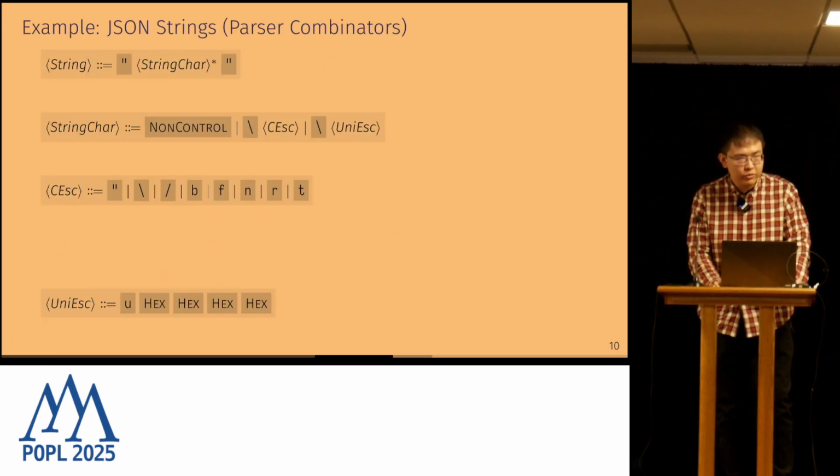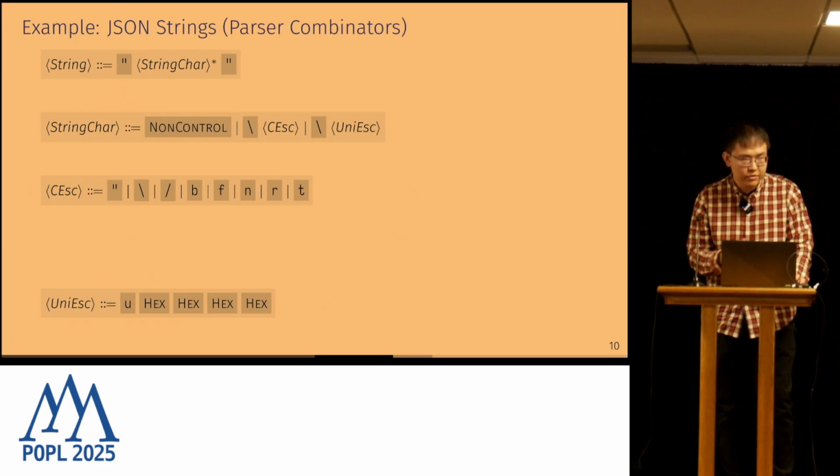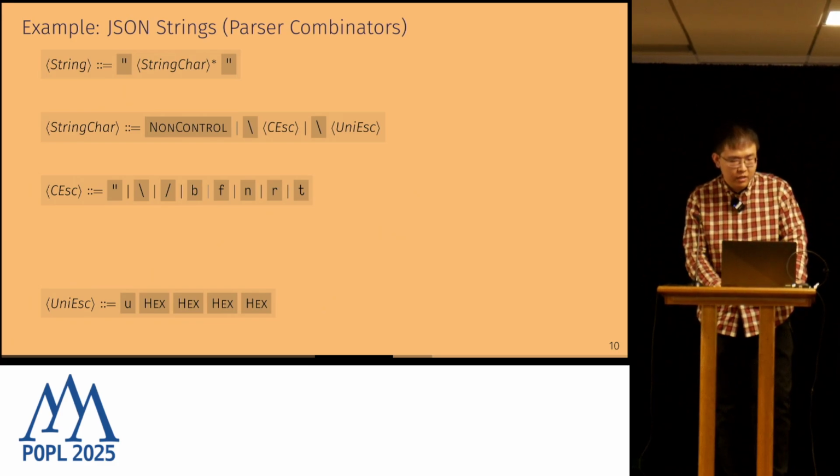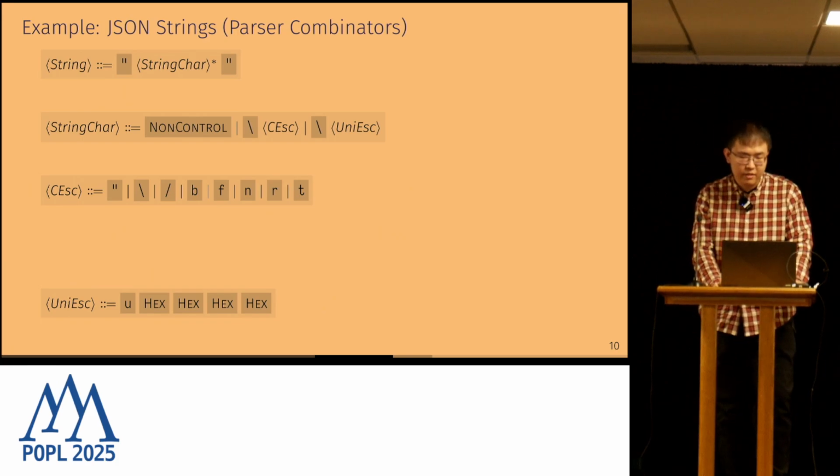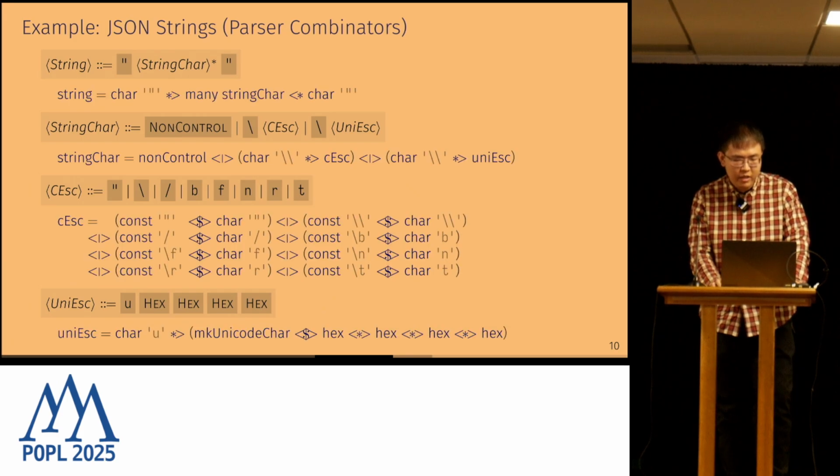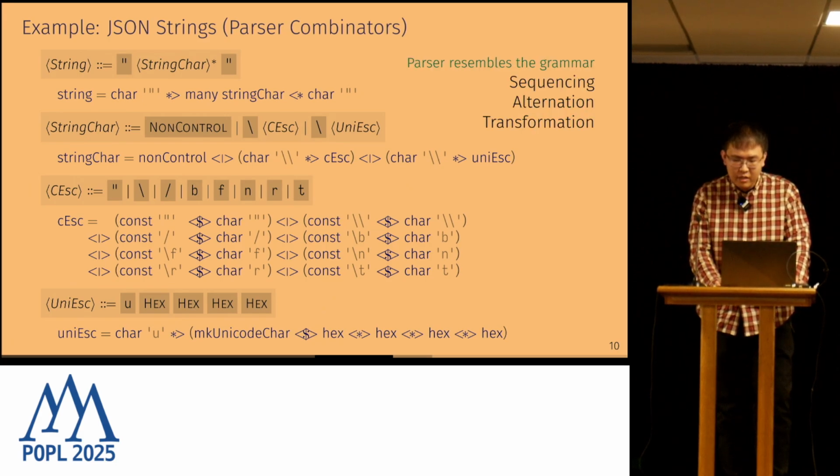I will not go into all the technical details. I will just show you an example. This is a grammar for JSON strings. It's a simplified one. As you can see, we have all these EBNF production rules. And we can just directly follow the structure of this grammar to define the parsers using parser combinators. And the parser resembles the grammar structure. So we have the combinators for sequencing, combinators for alternation, and combinators for transformation.